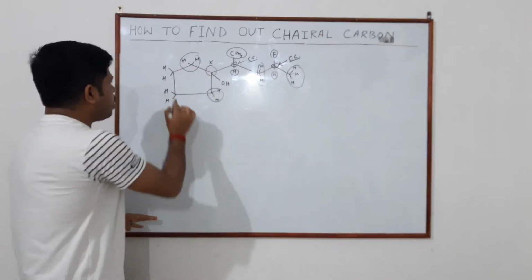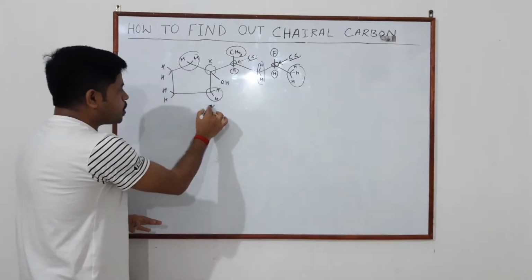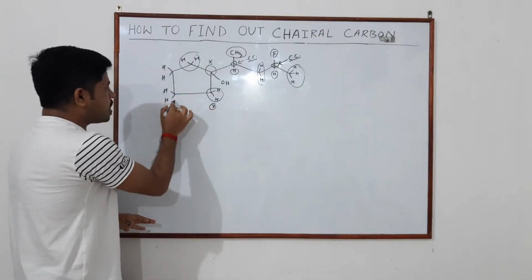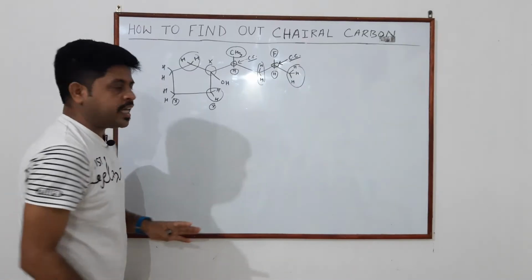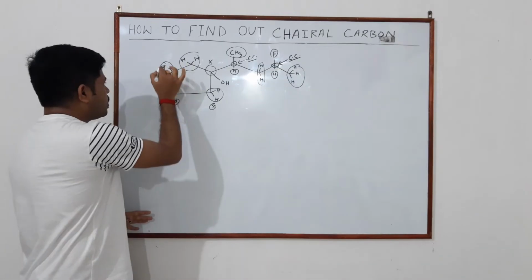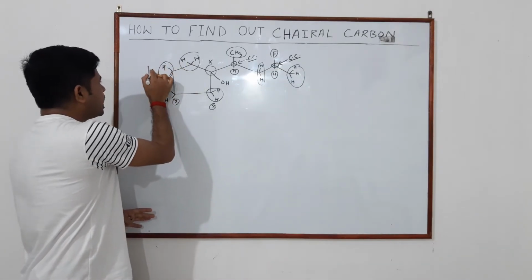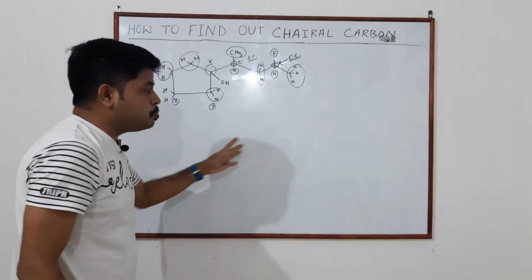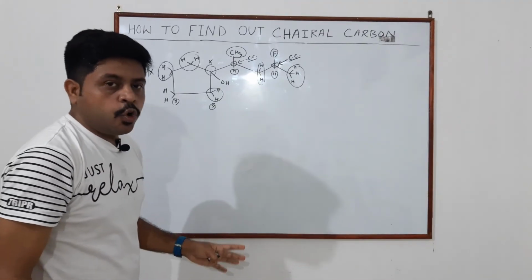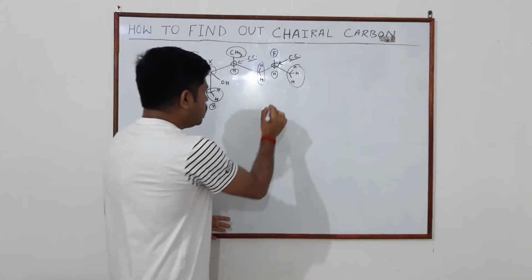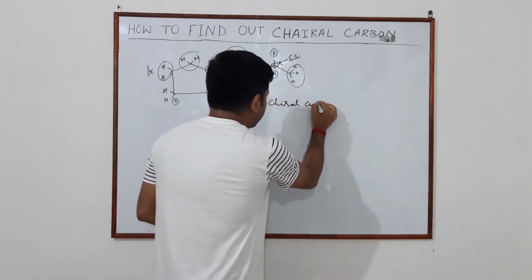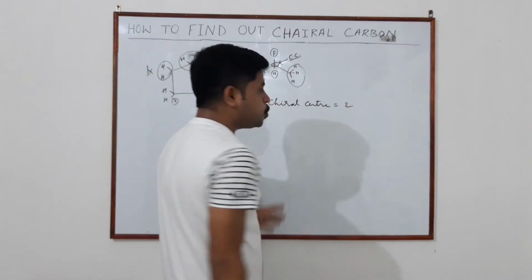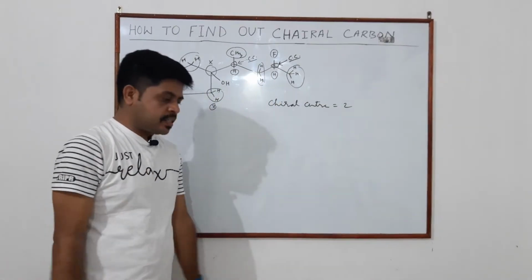If I am talking about the remaining part, this one is not a chiral center. This carbon is not a chiral center due to the same 2 hydrogen atoms, and this part also is not a chiral center. So from this molecule we can say the total number of chiral centers is 2. It is a very simple example.